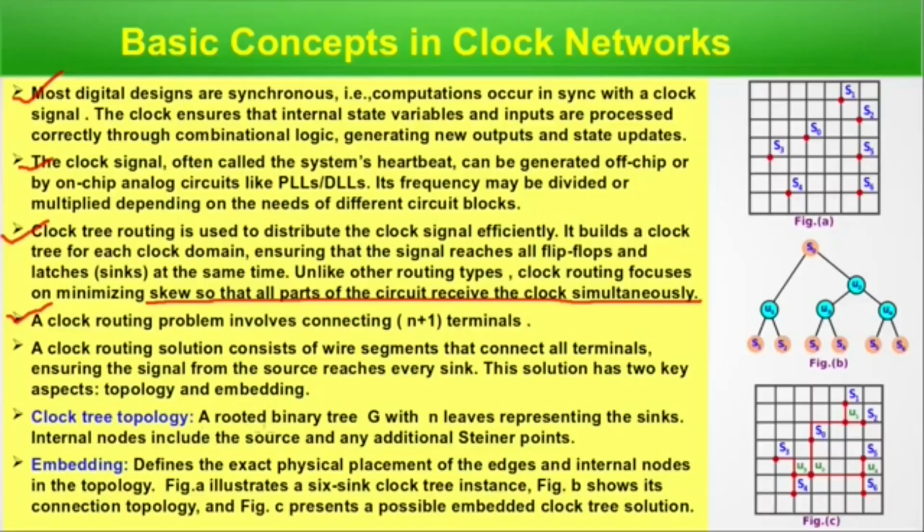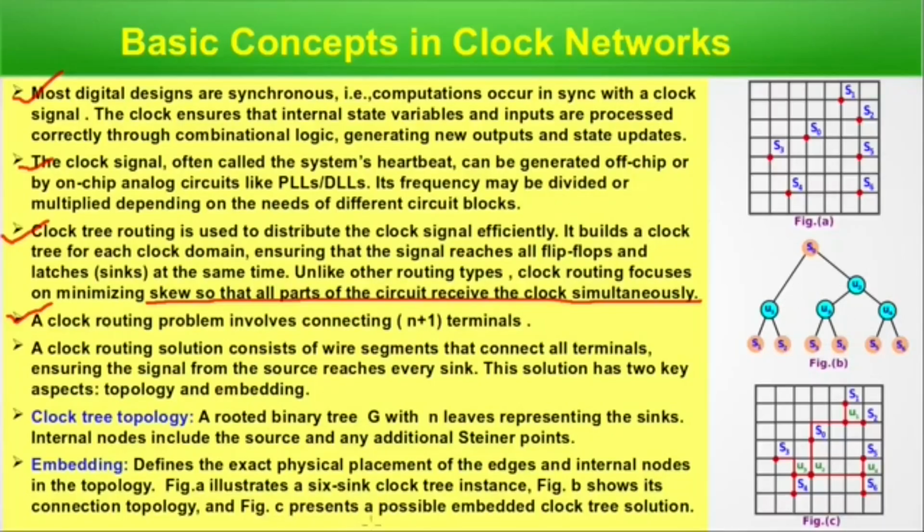Clock tree topology is a rooted binary tree G with n leaves representing the sinks. Internal nodes include the source and any additional Steiner points, and embedding defines the exact physical placement of edges and internal nodes in the topology. Figure A illustrates a 6-sink clock tree instance. There are 6 sinks, and figure B shows its connection topology. The connection topology is a rooted binary tree with n leaves: S1, S2, S3, S4. There are n number of sinks, so n number of leaves. This is the clock tree topology.